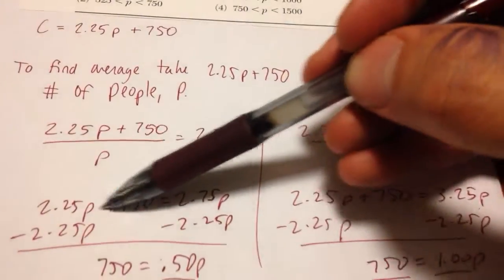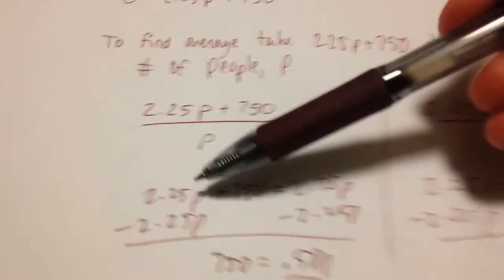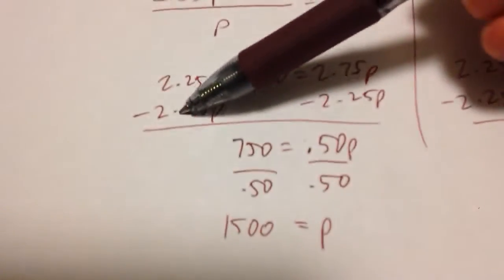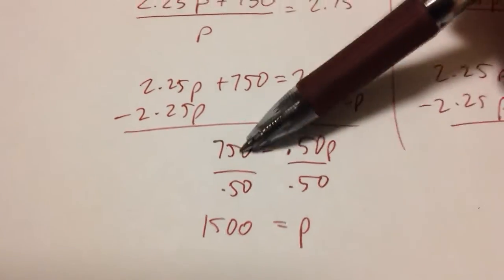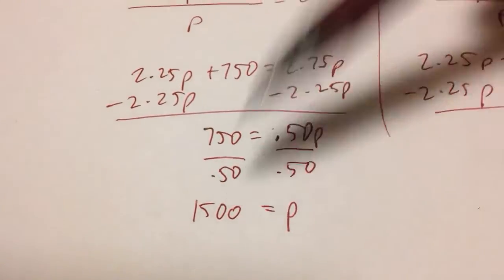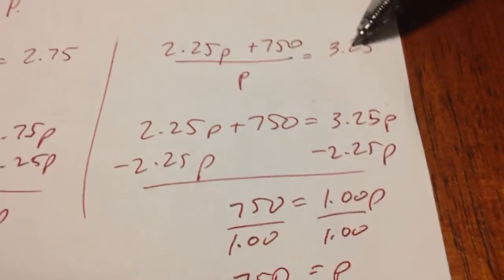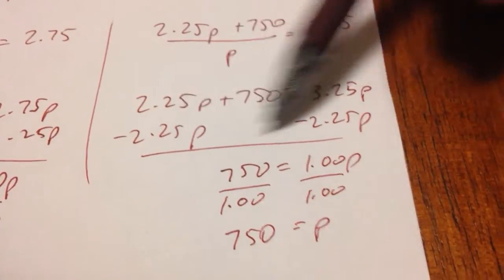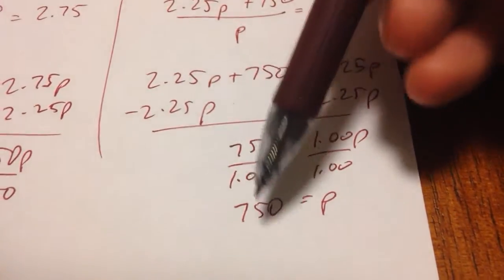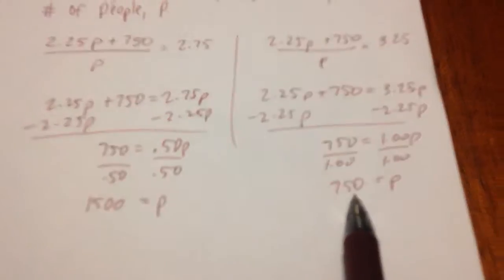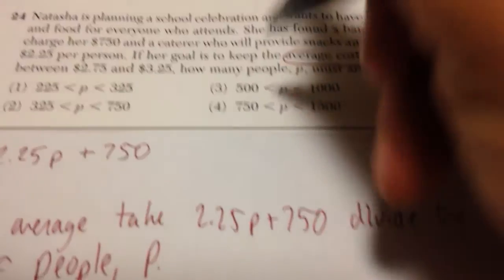So I cross multiplied and I came up with these equations. I solved this as a normal equation by combining like terms. I get 0.50p. I divided 750 by 0.50. I get 1500. So over here, when I set it equal to 325, I combined like terms and got $1. I have 750 divided by $1. I get 750. So the number of people has to be between 750 and 1500, which is represented by number 4's inequality.